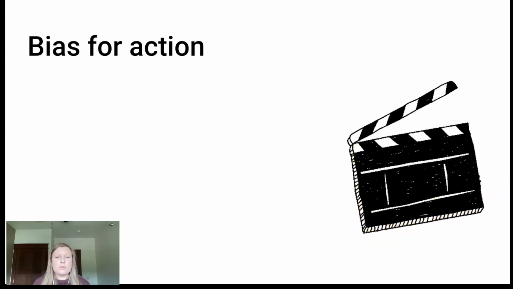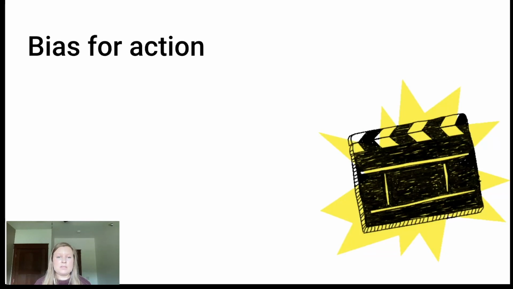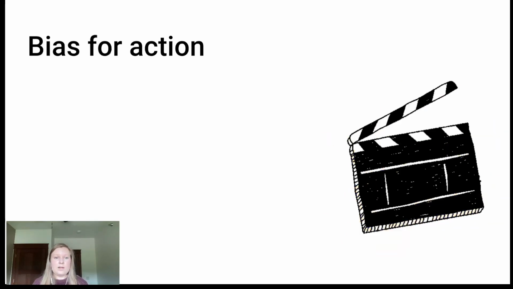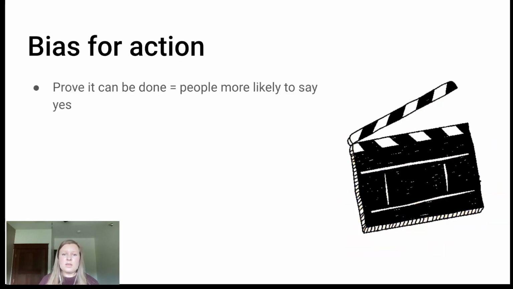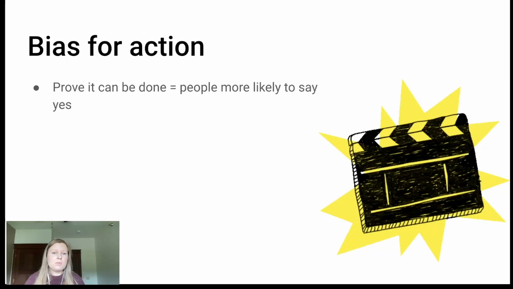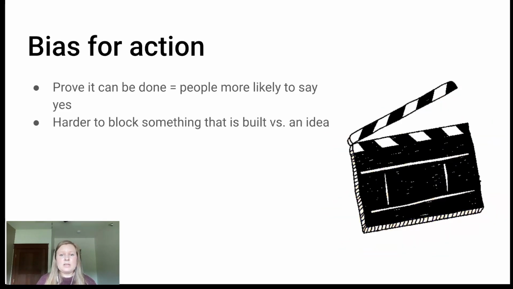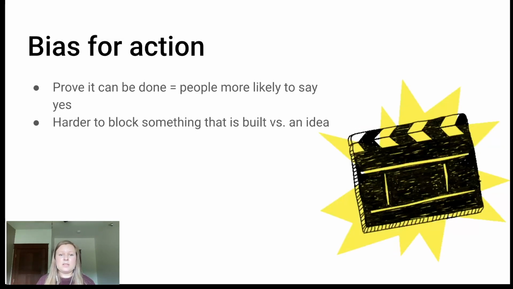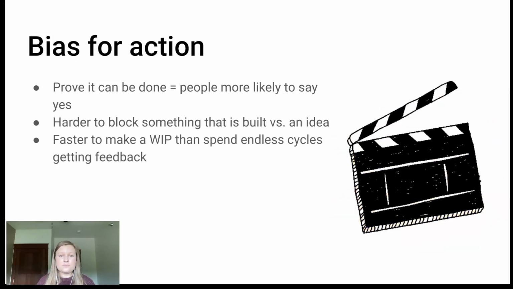One note here about how our team works and why we decided to jump in and solve the diagram problem instead of discussing it. We tend to bias for action. Why? If you do something and prove it can be done, people will be more likely to say yes. It's easy to block an idea that you can't visualize or see the benefit. It's harder to block something that's been built that can show you the benefit.